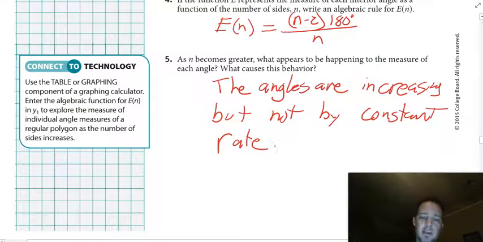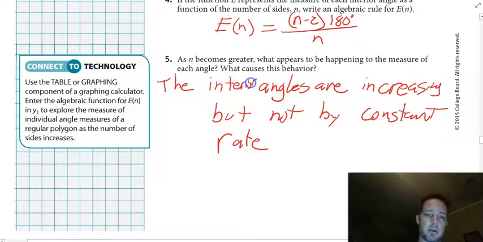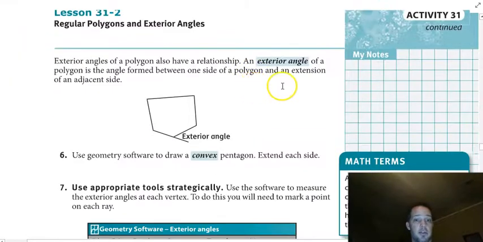And to be clear, the individual interior angles. I'll go ahead and put that in there. The interior angles. Okay. So now let's look at what an exterior angle is.